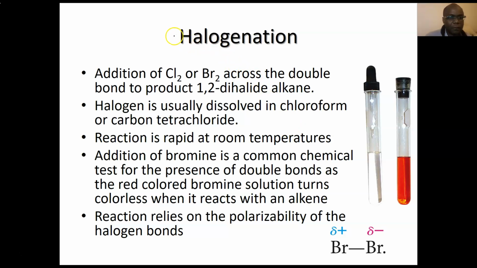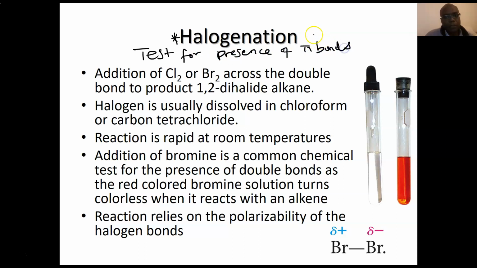Other than reactions involving carbocations, we have halogenation. So halogenation is usually used to test for presence of pi bonds. In other words, it's used to test for unsaturation. Test for unsaturation, which is presence of a pi bond.